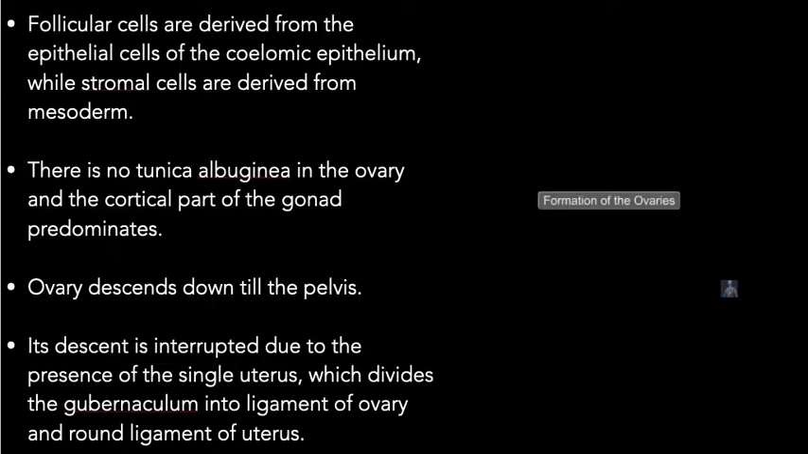The follicular cells are derived from the epithelial cells of the coelomic epithelium, while the stromal cells are derived from the mesoderm. There is no tunica albuginea in the ovary, and the cortical part of the gonad predominates. The ovary descends down into the pelvis, and this descent is interrupted due to the presence of the single uterus, which divides the gubernaculum into ligament of ovary and the round ligament of the uterus.